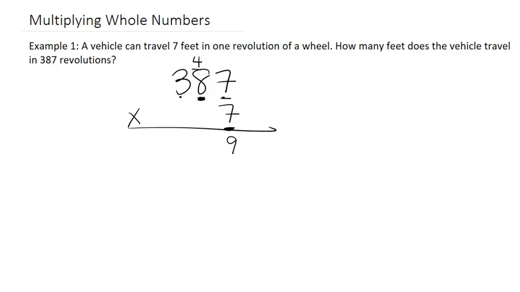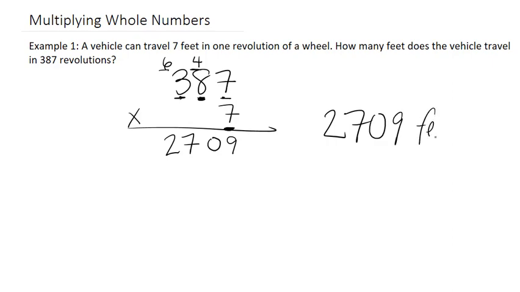And then we're going to actually add that 4. So 8 times 7 is 56 plus 4. So that makes it 60. So we're going to put the 0 below and we're going to carry that 6. Now we're going to multiply that 7 times 3, which is 21. And then once again, we're going to add that 6. So 3 times 7 is 21 plus 6, which is 27. So this vehicle will travel 2,009 feet.